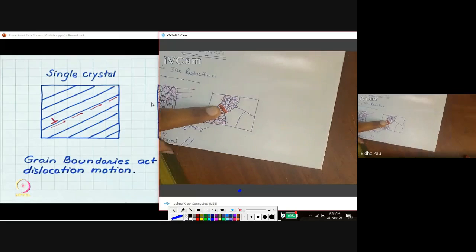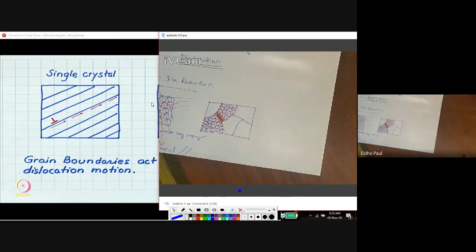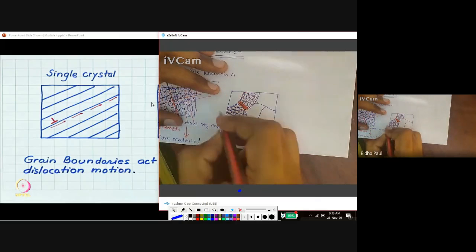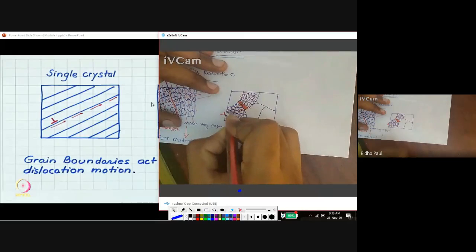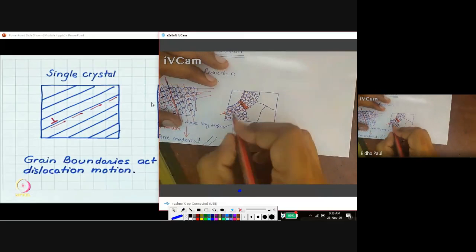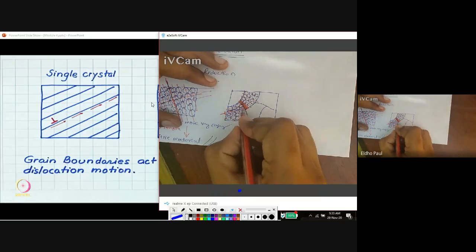So for a polycrystalline material, for example, a dislocation starts in this direction. But this dislocation can easily move only up to this grain boundary.